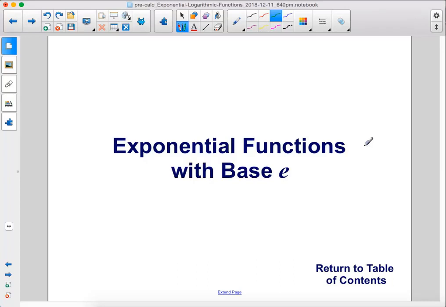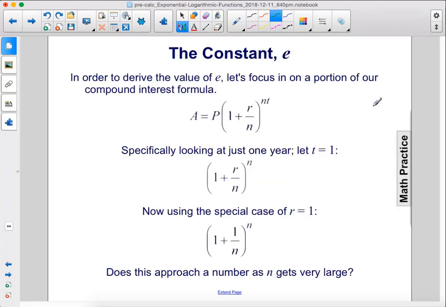Exponential functions with base e. In order to derive the value of e, let's focus in on a portion of our compound interest formula. We begin with A equals P times (1 plus r over n) to the nt power. Specifically looking at just 1 year, let t equal 1. So that gives us (1 plus r over n) to the nth power.